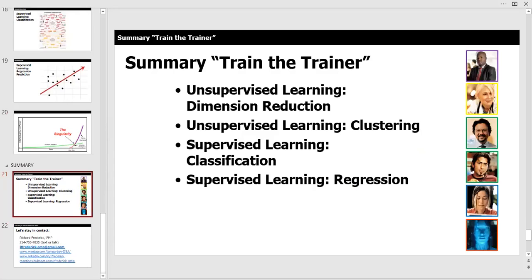All right. So in summary, train the trainer. Hopefully some of this information was useful to you. So let me again go back to unstructured, unsupervised, structured, supervised. So unstructured data, dimension reduction, so we can manage it. Unstructured data, unsupervised learning, clustering, so we can group it together. Once we get it to group together, then we can do supervised learning, which is classifying it. And then eventually supervised learning, which is regression, prediction, trying to predict the future.